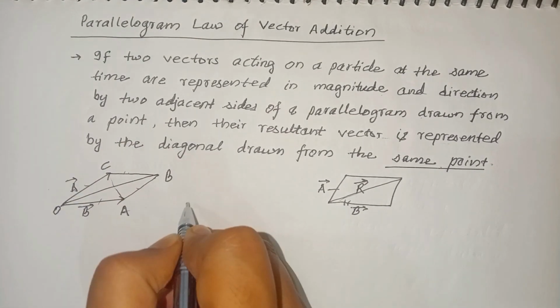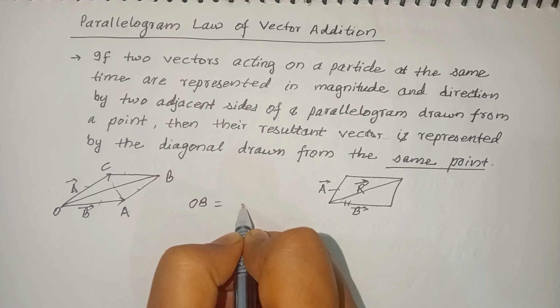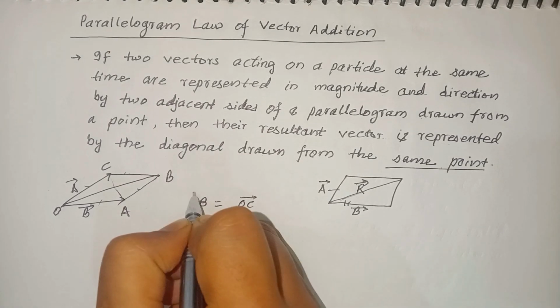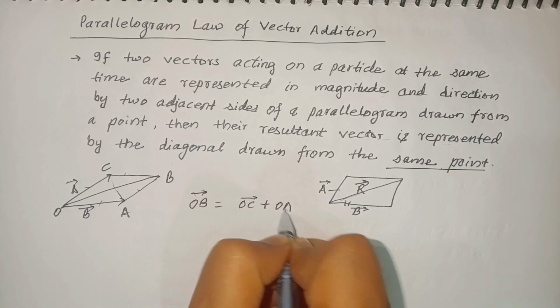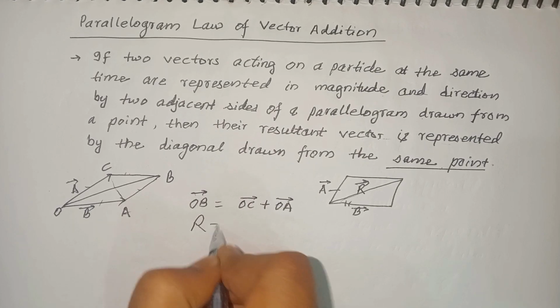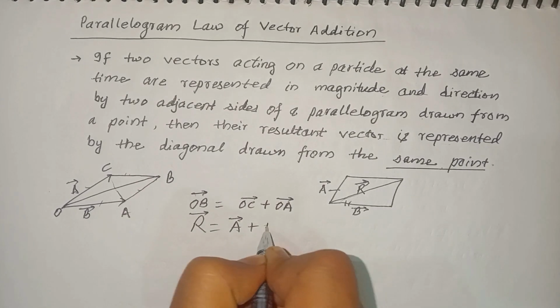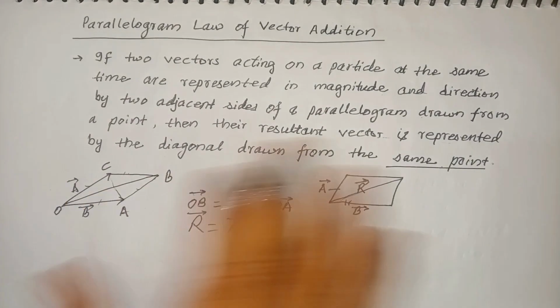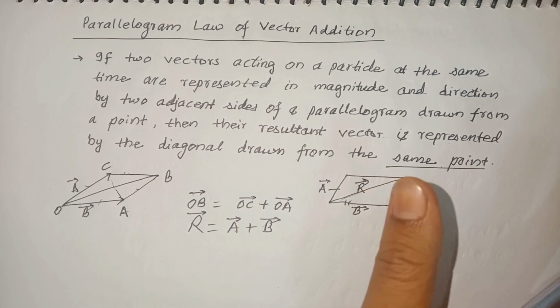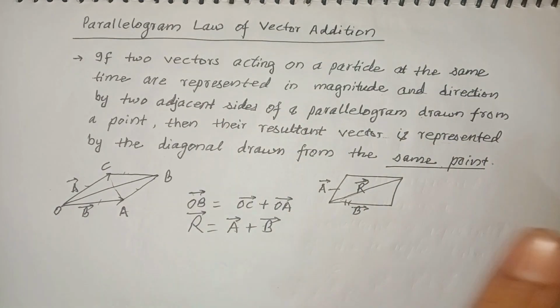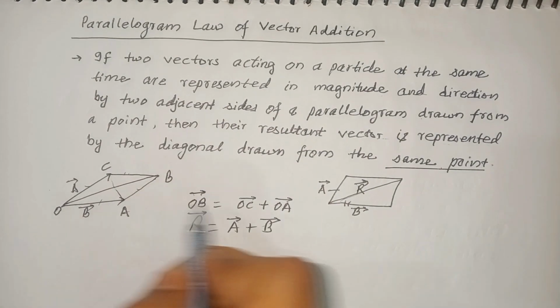So the resultant OB will be equal to what? OC vector plus OA vector, okay. That is, R equals vector A plus vector B, okay. This is no new concept. This is very similar to the triangle law of vector addition. How is it? Let's see.